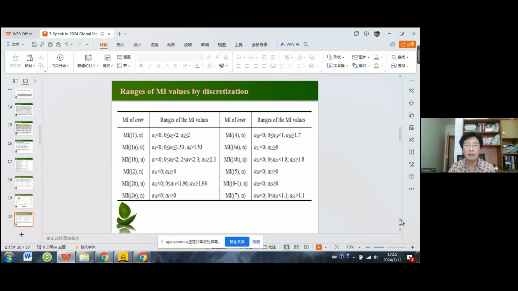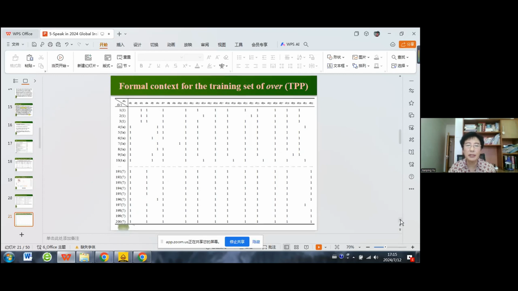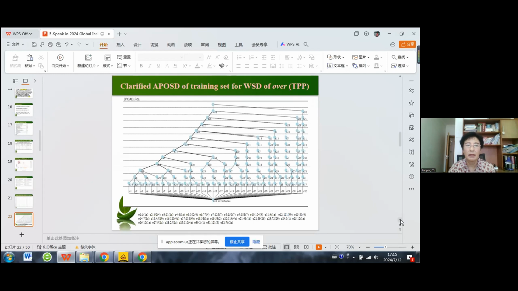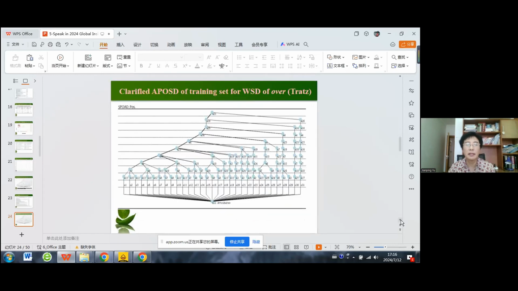Based on this MI value feature or attribute, we built a formal context for the training set for the word sense disambiguation of over. And based on this formal context, we generated the APOSD for word sense disambiguation of over. And then we also used the sense inventory by TRES in 2011. And we also generated the APOSD for the training set for over.